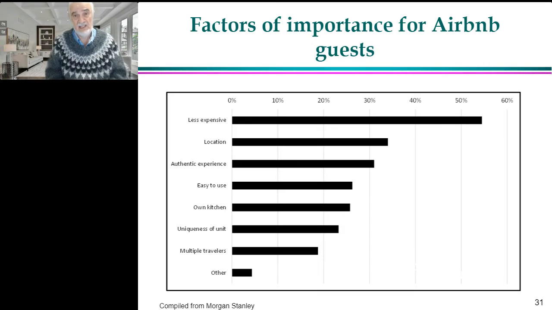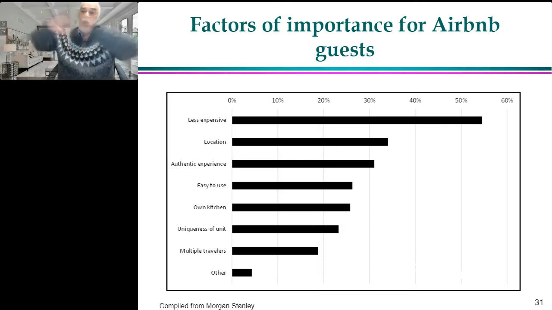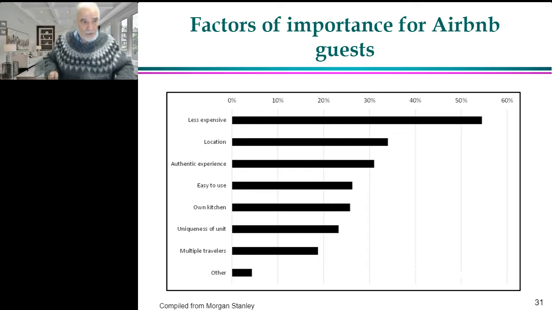It's not always less expensive. Some Airbnbs are very, very expensive, but on average, they're about 30% less expensive than a comparable hotel room, and that's what attracts most people to Airbnb.